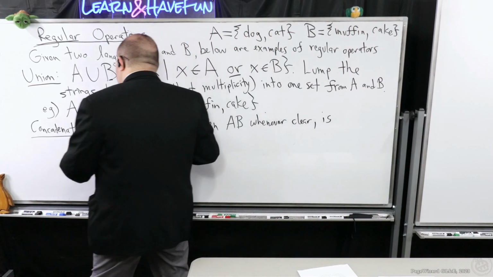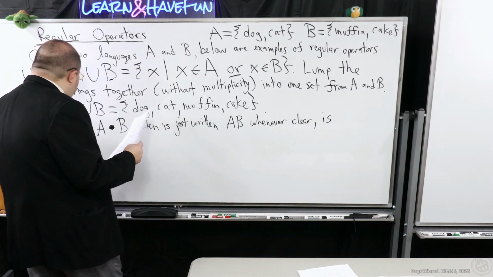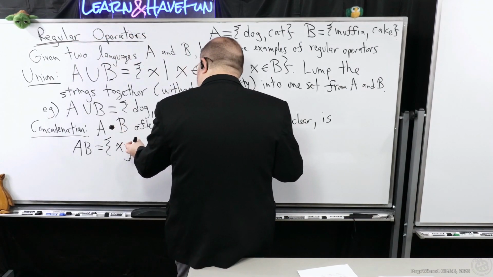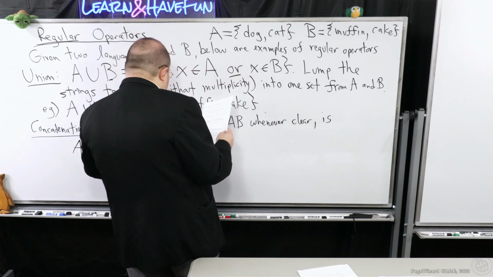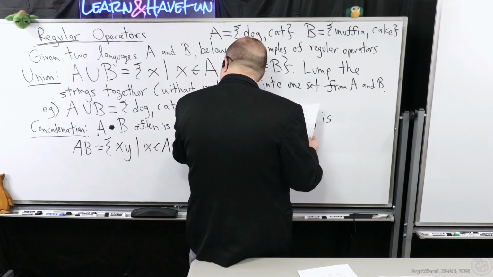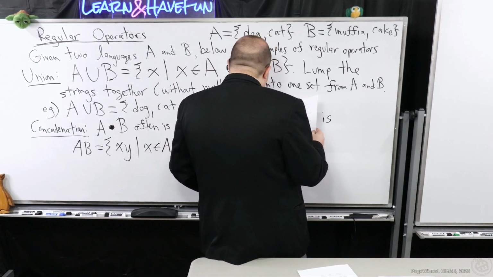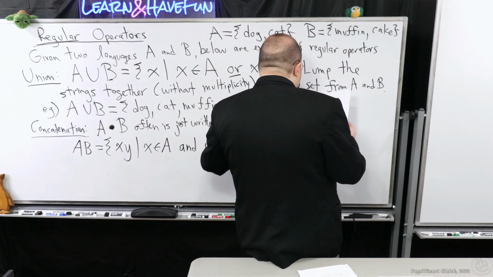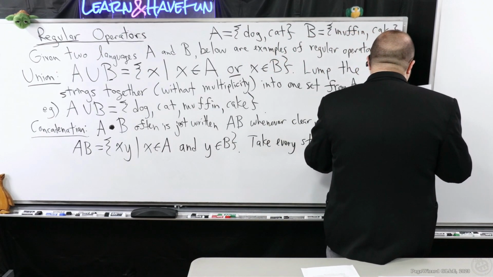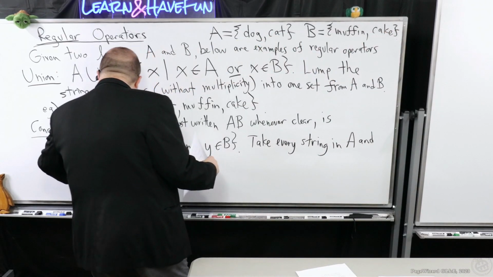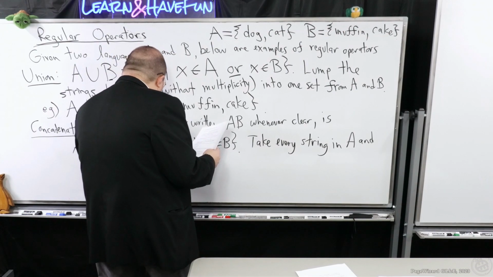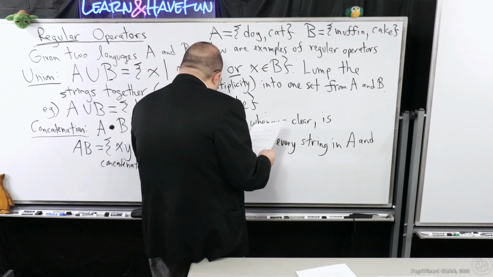The definition is as follows. AB, so A concatenated with B, that's how I'd read this, is the set of strings xy, so it's just a concatenation of two strings, such that x is in A and y is in B. In plain language, all this is saying is take every string in A and concatenate each with every string in B.